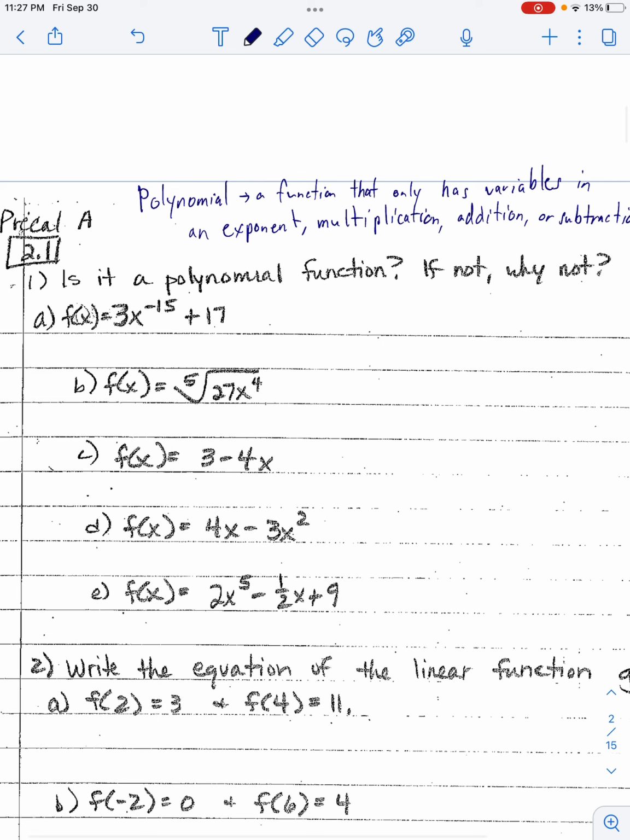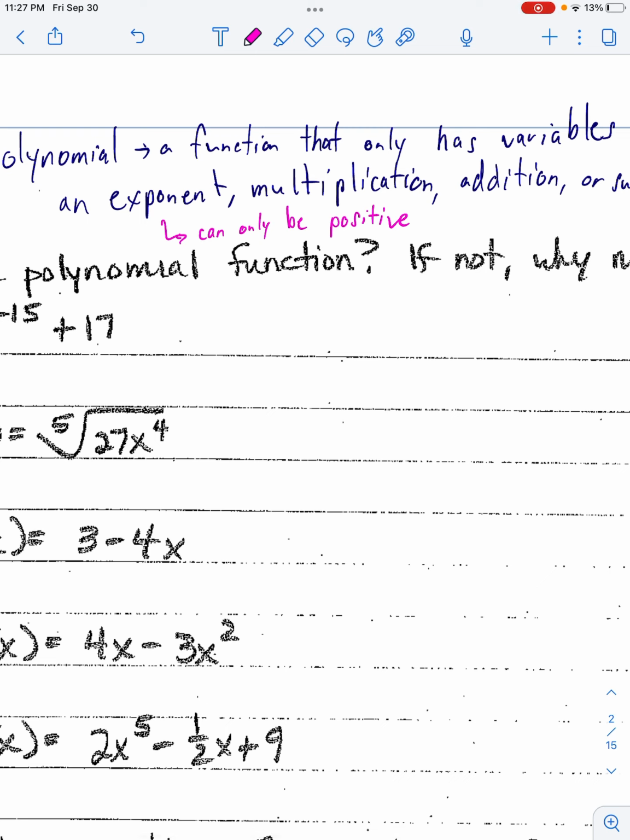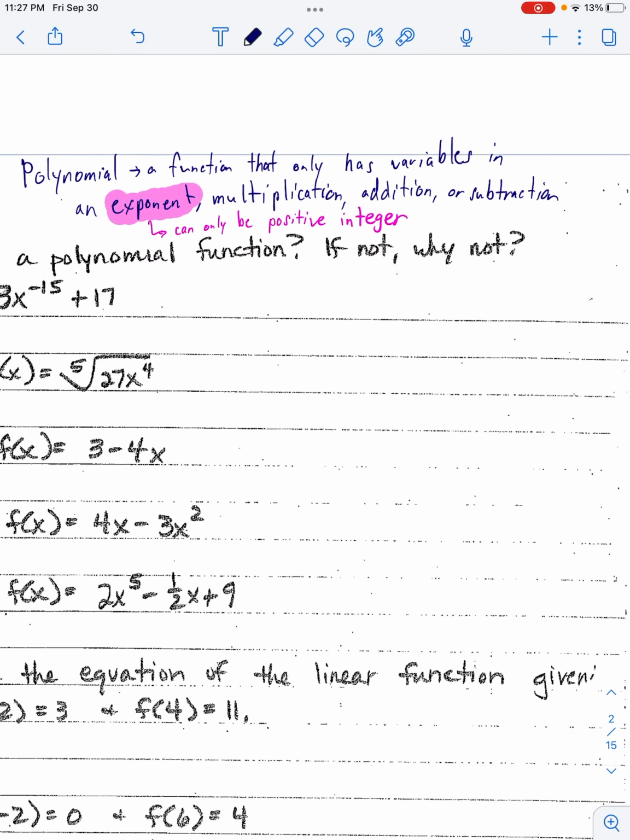And furthermore, the exponents can only be positive integers, okay? So like x to the negative 2 is not a polynomial function, because the exponent is not a positive integer, okay? All right. So that's what a polynomial function is. Only has variables in an exponent, multiplication, addition, or subtraction. And the exponents can only be positive integers, okay?